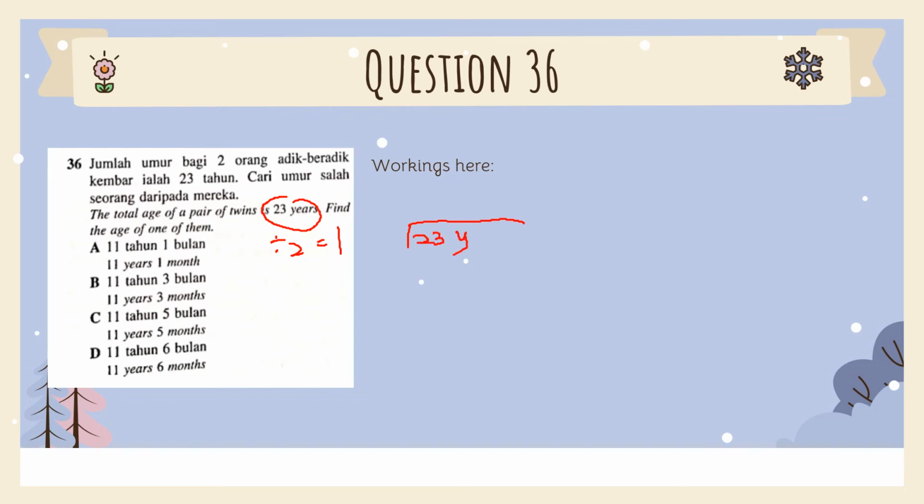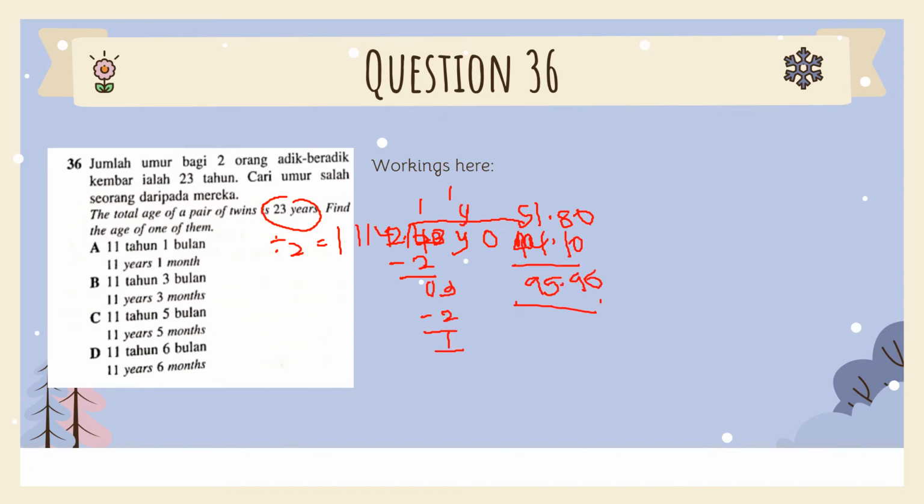23 years, 0 months divided by 2 since twins. So let's do it. 1 times 2, 2. Alright, so there's 1 year, 1 year, and there's 1 year left. So we can't just divide it like that. We have to change 1 to months. So 1 year equals 12 months. So plus by 12, we'll get 12.